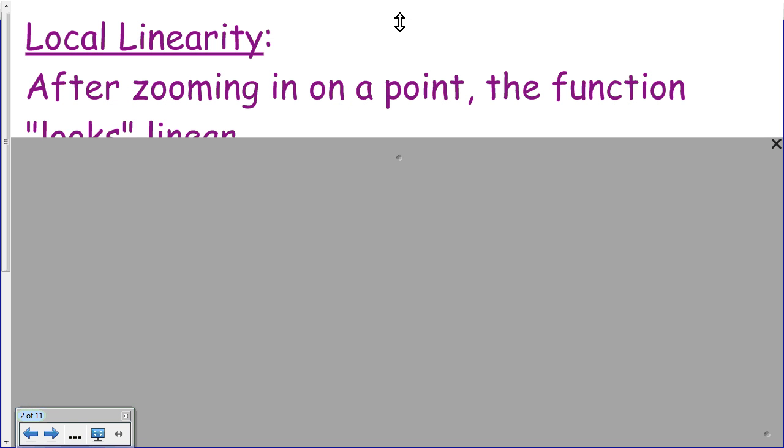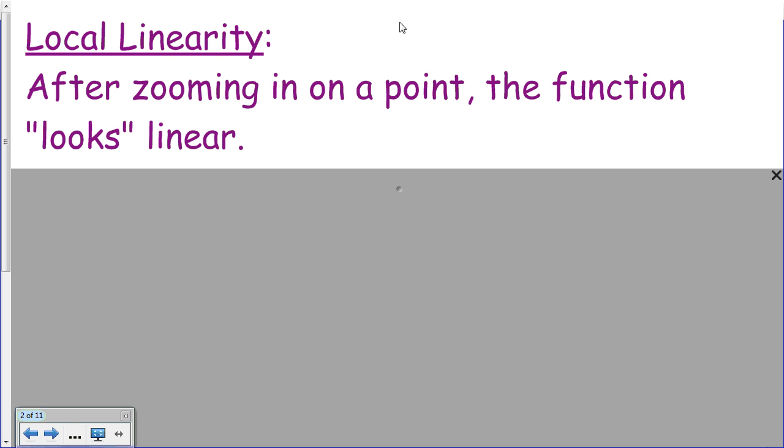All right, so let's talk about a few terms here that we need to know for this section. The first one actually is a term we've used before. It's called local linearity. The term local linearity refers to the fact that if you zoom in really, really close on a function at a particular point, that's the local part, the function will start to look more and more like a straight line. That's the linearity part. It becomes more like a linear function. So after you zoom in on a point, the function looks linear.